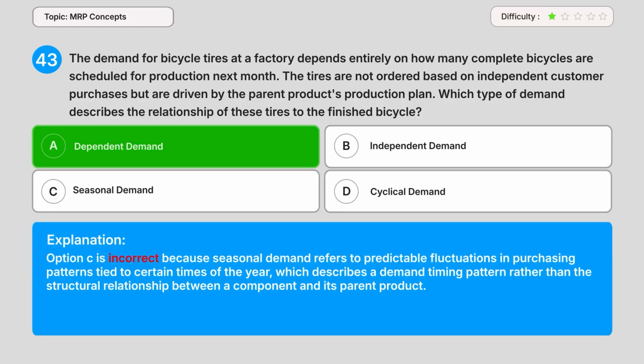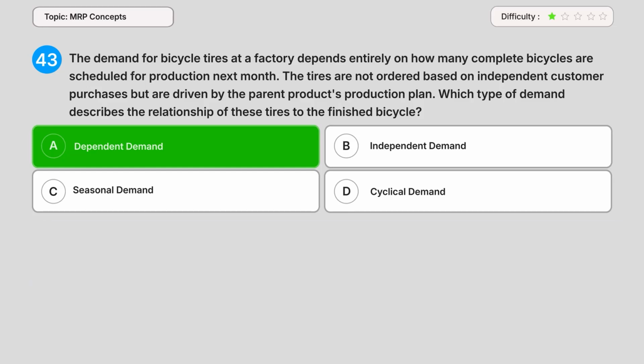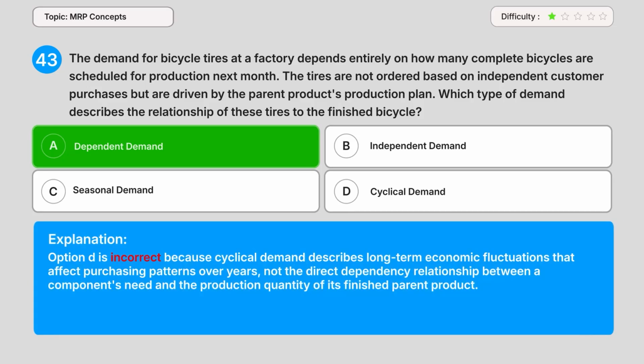Option C is incorrect because seasonal demand refers to predictable fluctuations in purchasing patterns tied to certain times of the year, which describes a demand timing pattern rather than the structural relationship between a component and its parent product. Option D is incorrect because cyclical demand describes long-term economic fluctuations that affect purchasing patterns over years, not the direct dependency relationship between a component's need and the production quantity of its finished parent product.